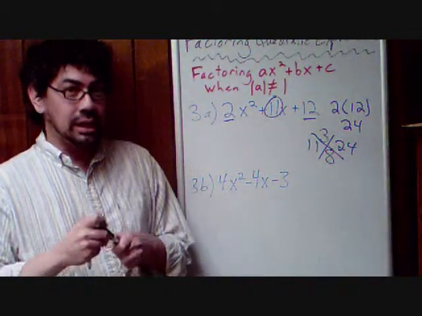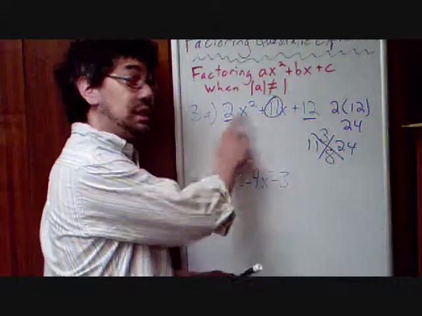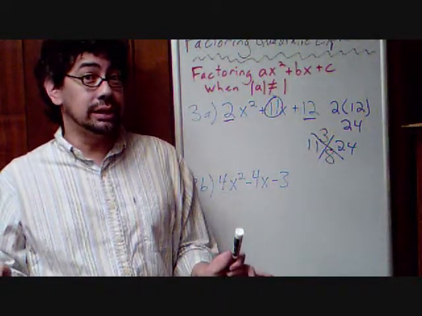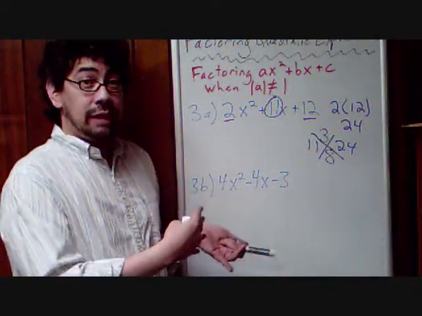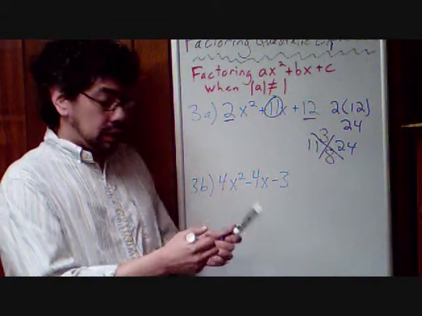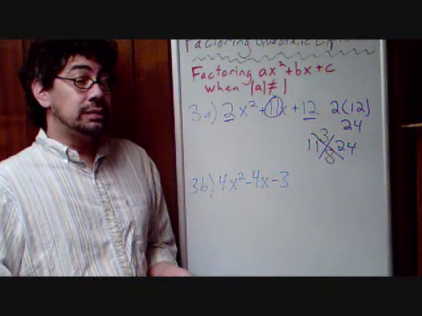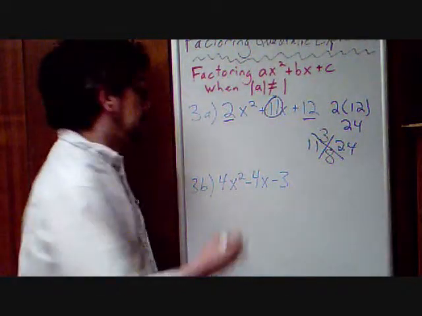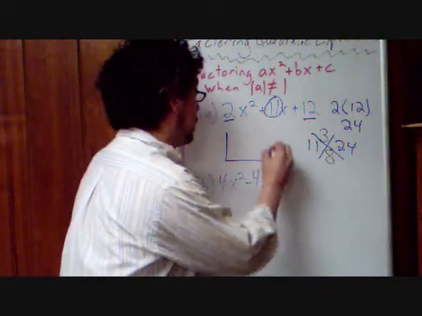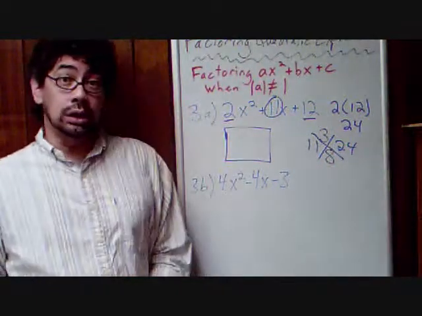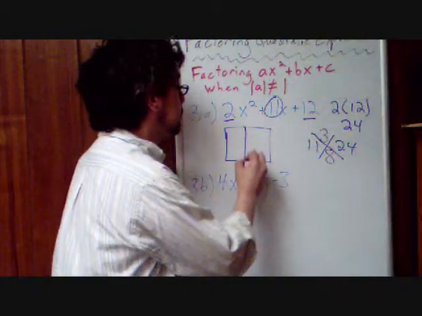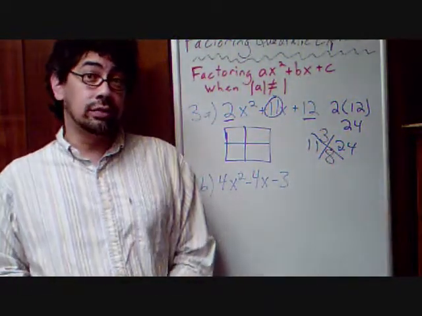3 and 8. Now, with this number in front of it, I'm not done yet. I just don't go and have my factors like I did before. So what I get to now is where I get the name of this method from. It's called the box method. I'm going to draw a little box, divide it into 4 sectors.